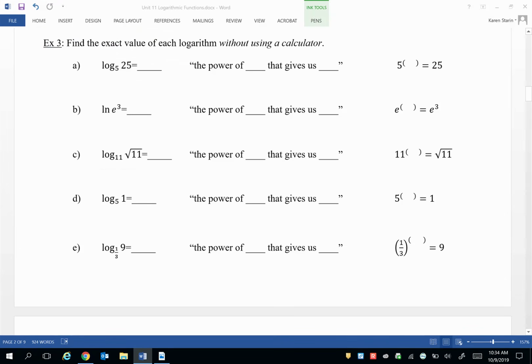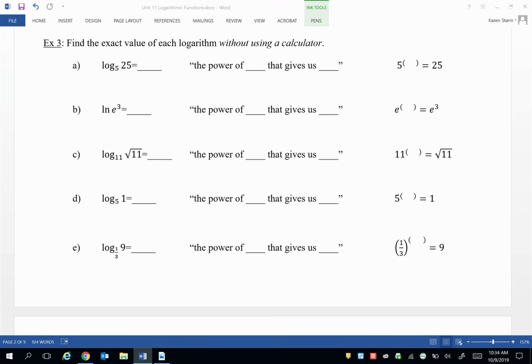So now that we've practiced both ways of interchanging exponential statements to logarithmic form and from logarithmic form to exponential form, we should be able to find the exact value of a logarithm without using a calculator by reading the logarithm statement. So let's practice that.